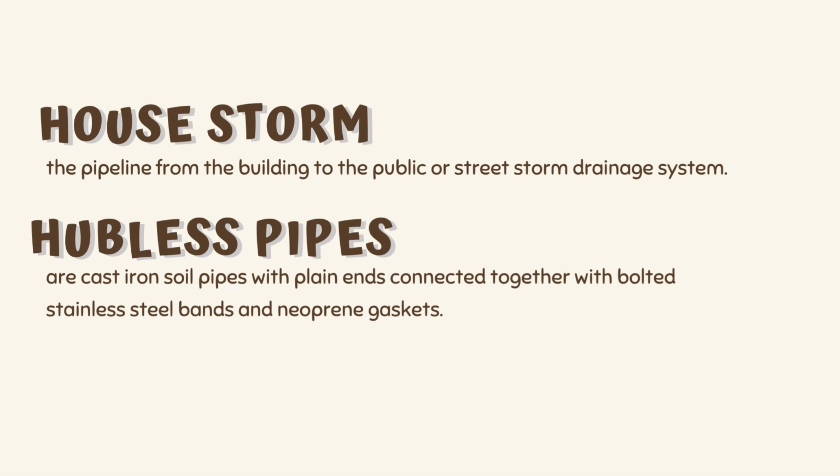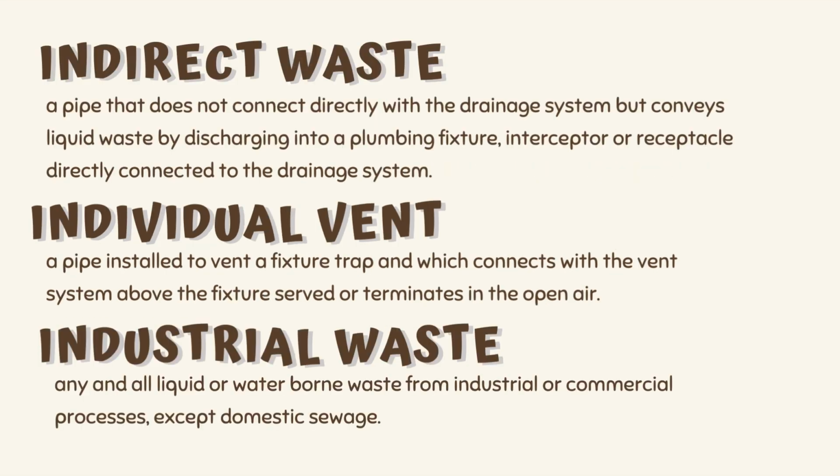Hubless pipes: cast iron soil pipes with plain ends connected together with bolted stainless steel bands and neoprene gaskets. Indirect waste pipe: a pipe that does not connect directly with the drainage system but conveys liquid waste by discharging into a plumbing fixture, interceptor or receptacle directly connected to the drainage system.